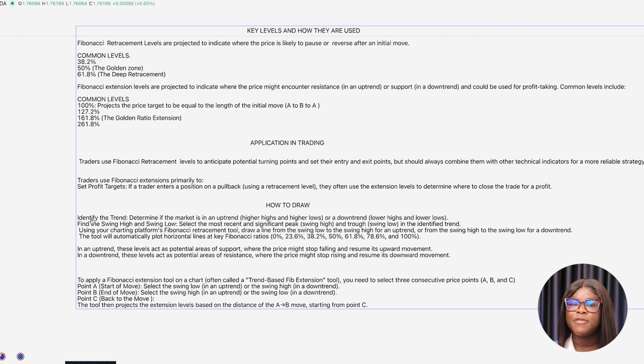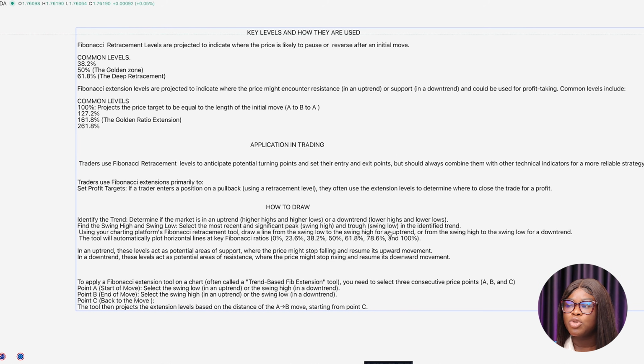First, you need to identify the trend. Determine if the market is in an uptrend, higher highs and higher lows, or in a downtrend, lower highs and lower lows. Find the swing high and swing low. Select the most recent and significant peak, swing high, and trough, swing low, in the identified trend.